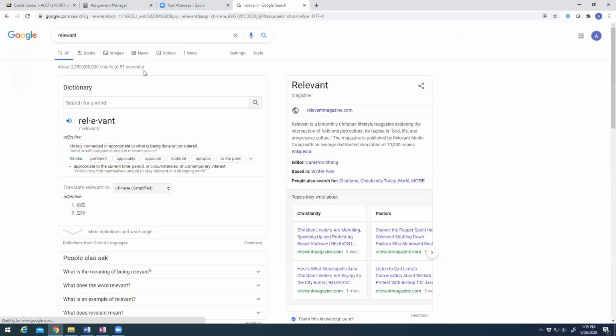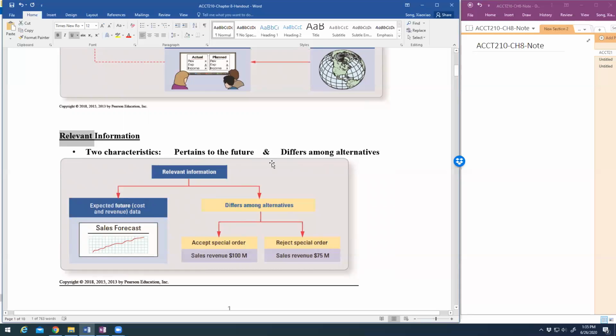Okay, let's say relevant means closely connected. So that's the meaning of relevant, but it doesn't really help me for our chapter. I'll give you some examples. I can explain this word better than Google.